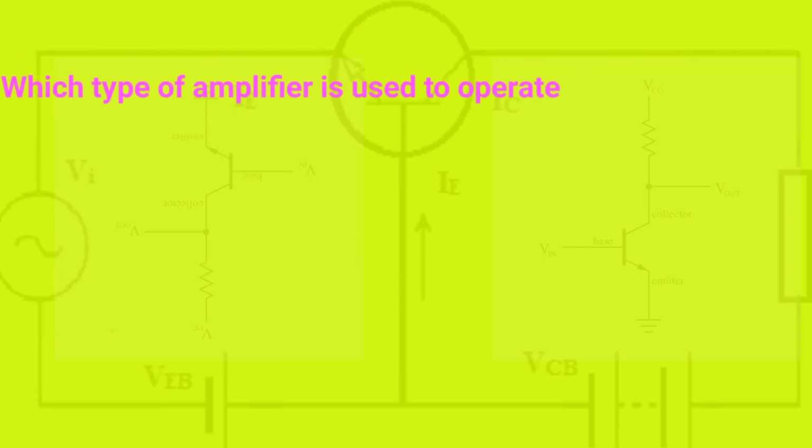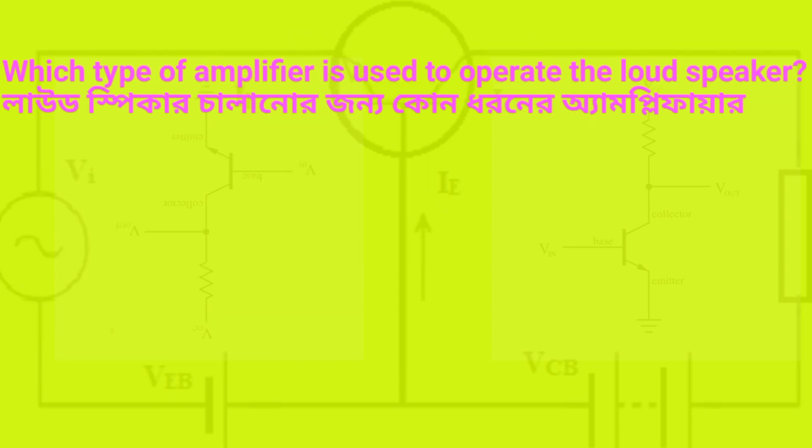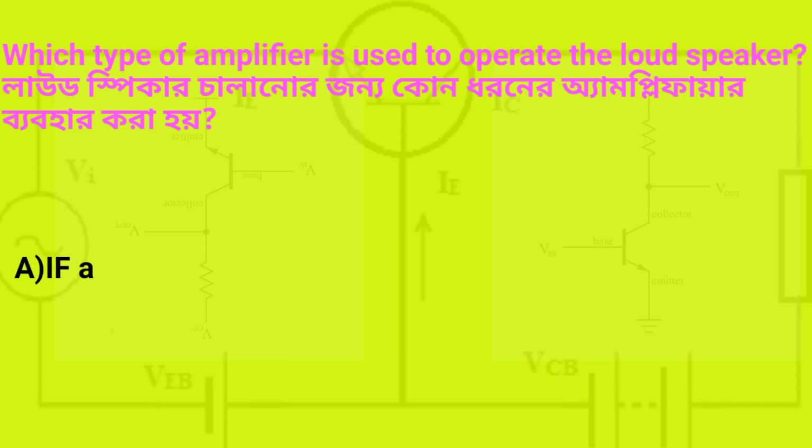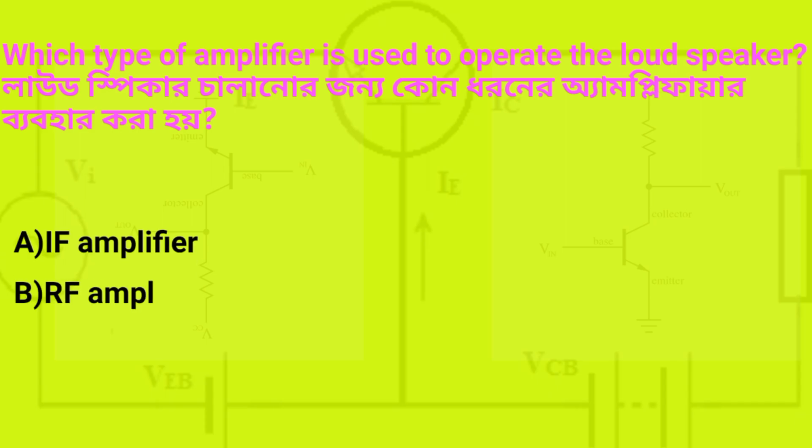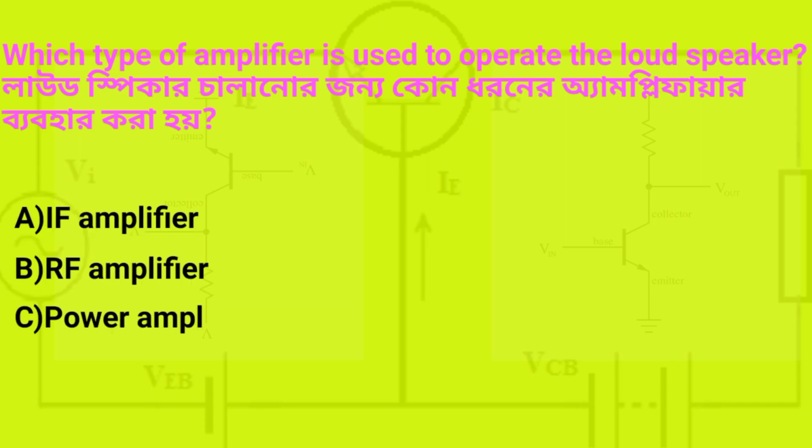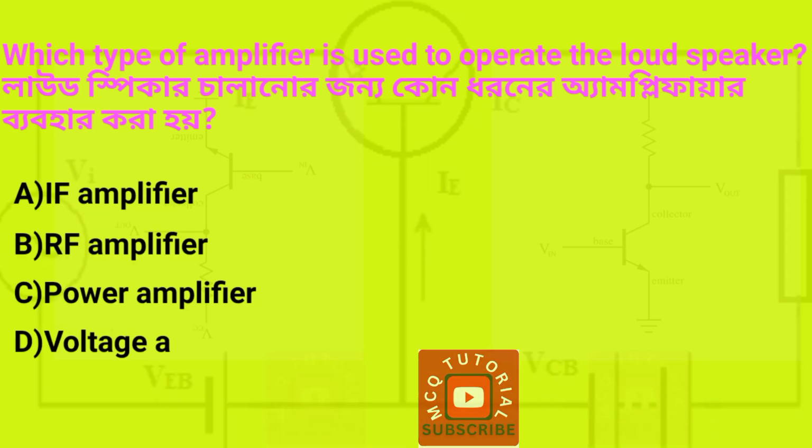Which type of amplifier is used to operate the loudspeaker? Option A IF amplifier, option B RF amplifier, option C power amplifier, option D voltage amplifier.